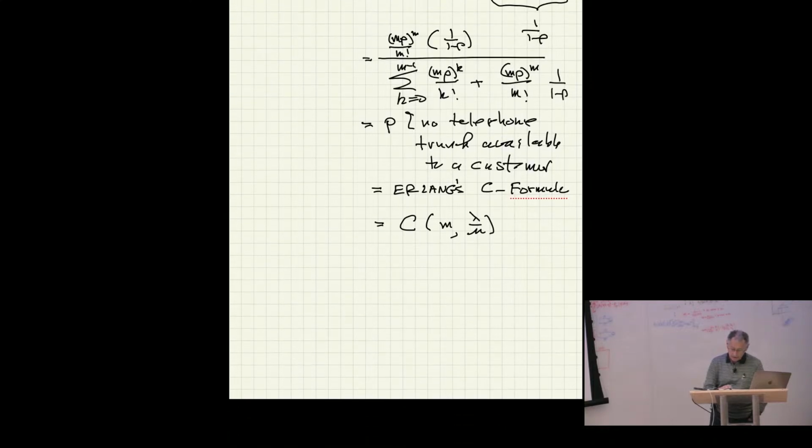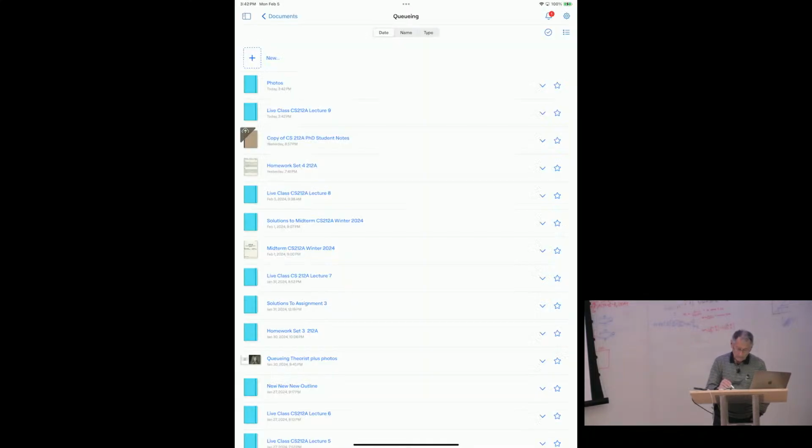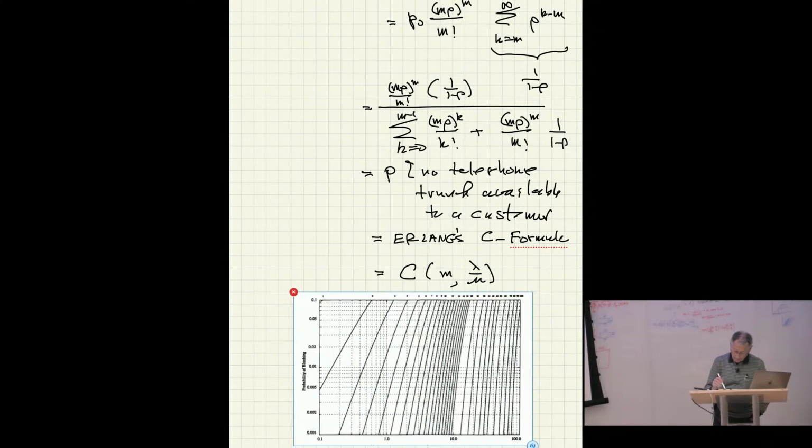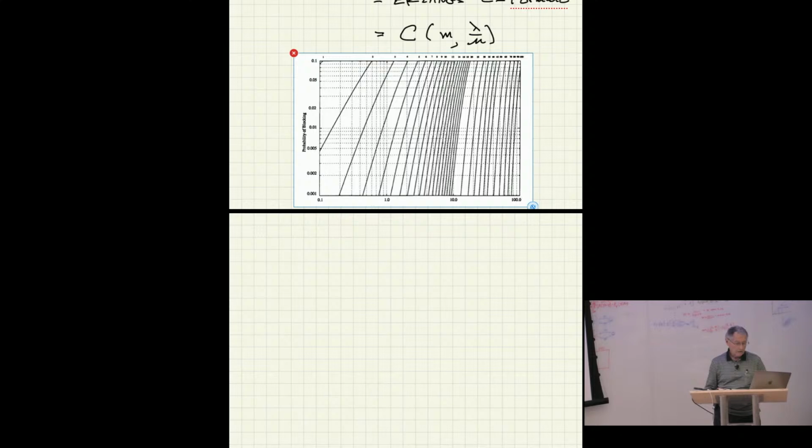Okay, so let's actually do that. As good engineers, we have tables. And here is that C formula. What I have basically is lambda over mu on the horizontal axis. And I've got the probability of loss here. I picked up the wrong picture. I picked up another one of Erlang's. Let me get the right one. I'm sorry. That's the one I want.